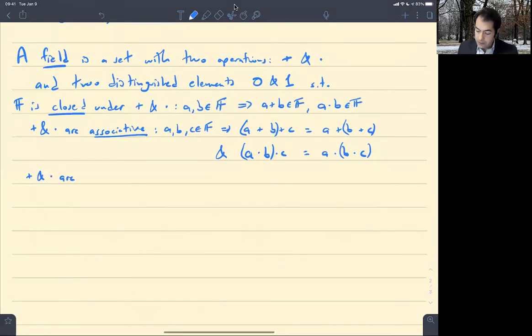We also want these two operations to be commutative, right? So this means that if you have two elements, then it doesn't matter whether you do a plus b or b plus a, you get the same answer. And similarly, it doesn't matter if you do a times b or b times a, you get the same answer.